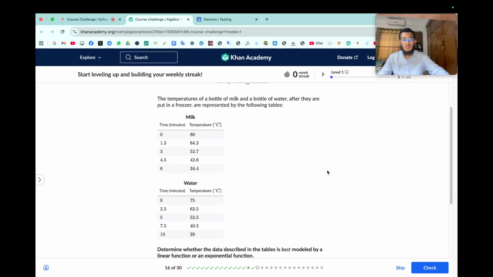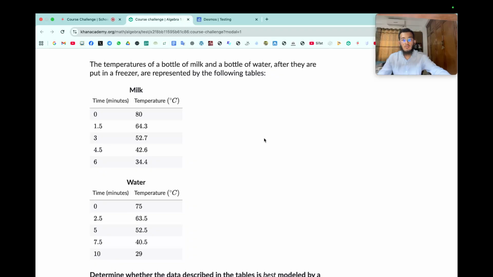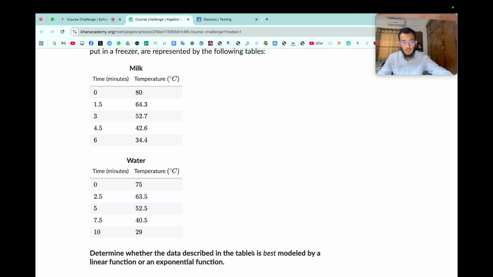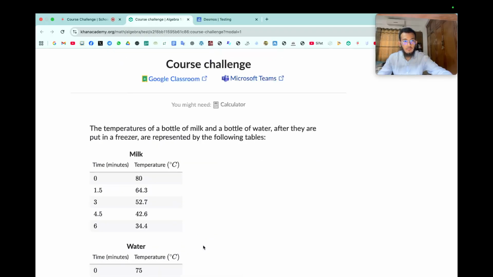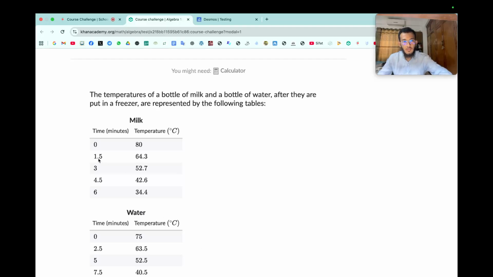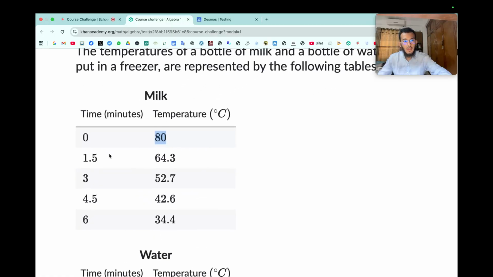Okay, so the temperature of a bottle of milk and a bottle of water after they are put in a freezer is represented with the following tables. Determine whether the data described by the tables is best modeled by a linear function or an exponential function. Okay, let's see. For 0 we have 80. In order to do so, let's try to find the gradient. Let's take these 2 points and find the gradient.